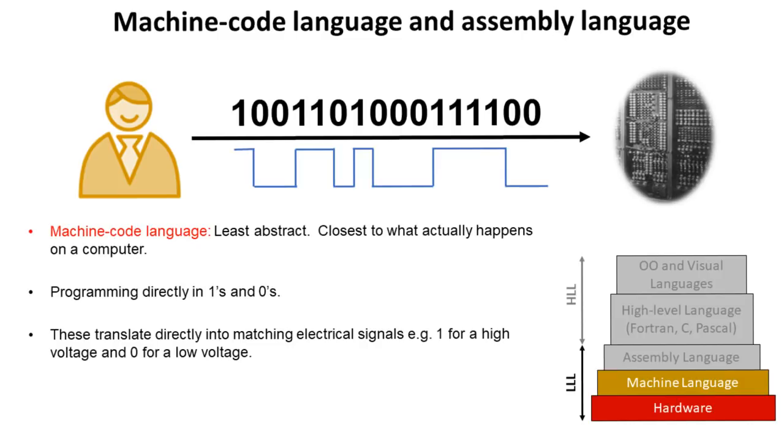Now let's have a look at the machine code language. This is the least abstracted of all the languages in this hierarchy diagram. It's the closest to what is actually happening on the hardware of the CPU. The programmer has to program directly in ones and zeros. And of course, these ones and zeros are being translated directly into matching electrical signals. At a simple level, a 1 would be a high voltage and a 0 would be a low voltage. So there's a direct, close relationship here between machine language and what actually happens on the hardware to run your program.